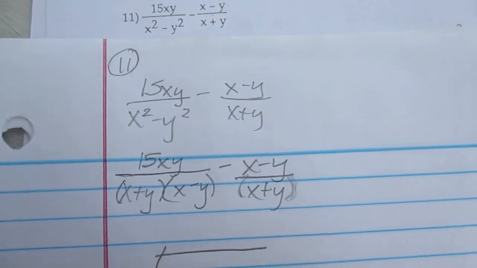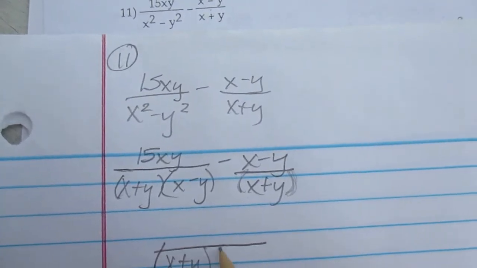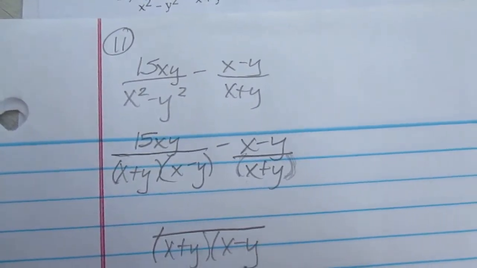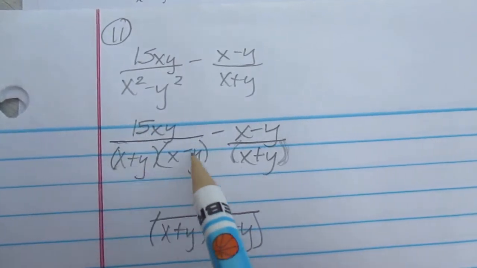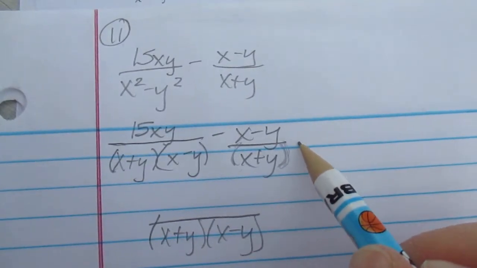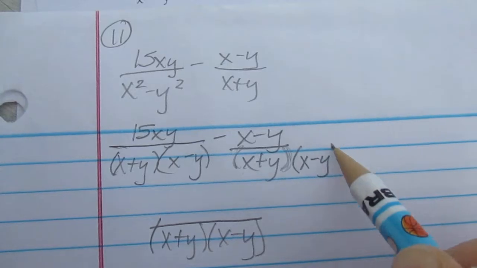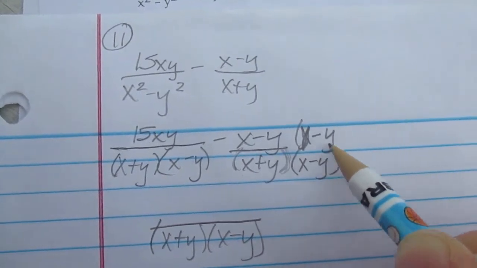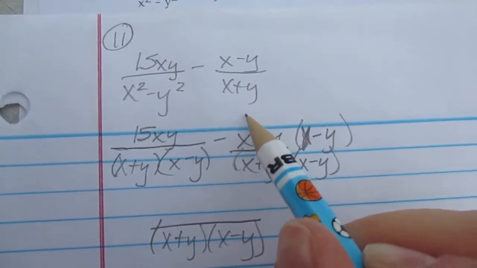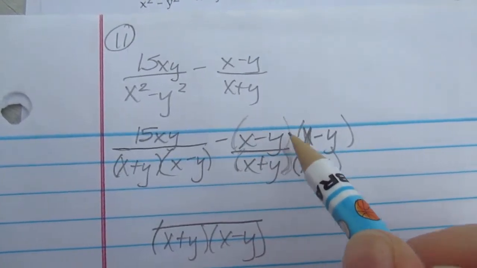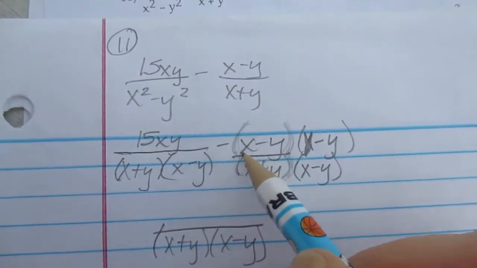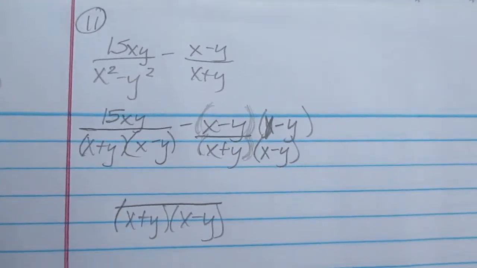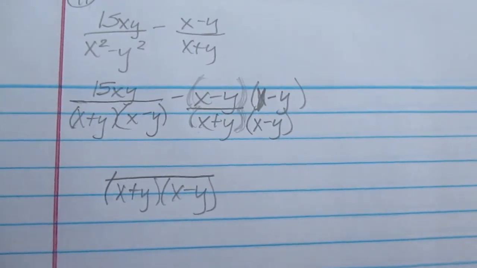So looking at this, it's going to be x plus y, x minus y, and this side has everything that it needs. This side needs an x minus y. So we will go ahead and say x minus y. Now keep in mind this whole thing is grouped with the fraction bar, so we're going to have to distribute this off to the side and then carry on from there.